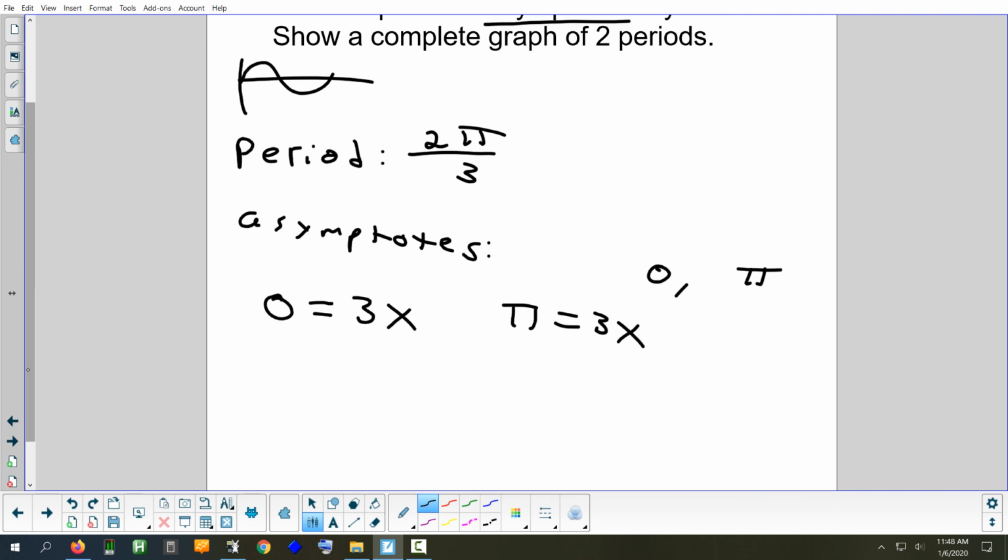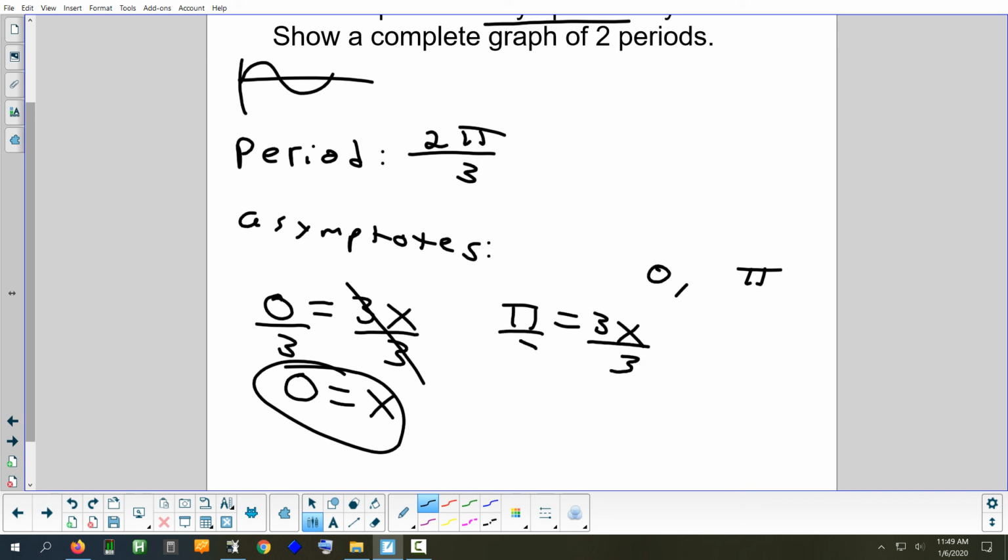How would you get x by itself in the first one? Divide by 3. The first asymptote didn't move. Think about it. If you have a number at 0, and you do a horizontal compression, which is what this is, take 0 and compress it. Still 0. Doesn't go anywhere. Let's look at this one. Divide by 3, and you get x equals pi over 3. That's where your first 2 asymptotes are now.